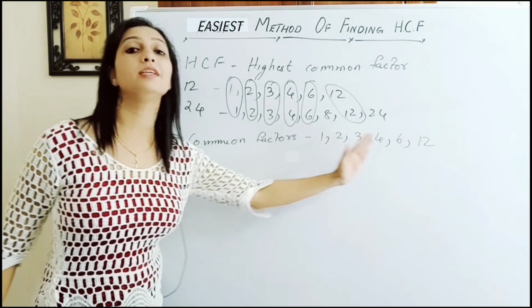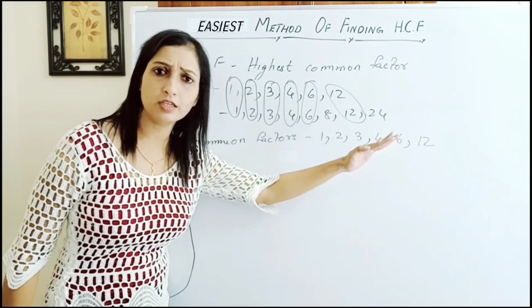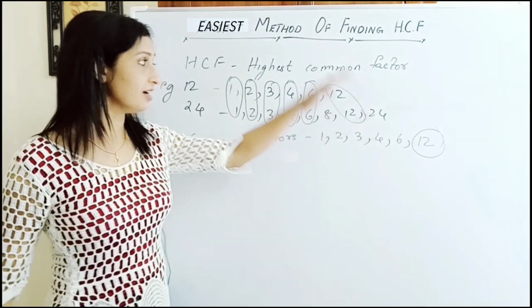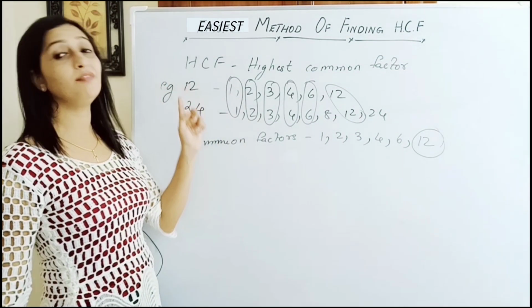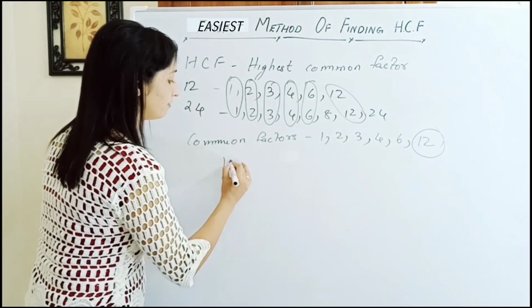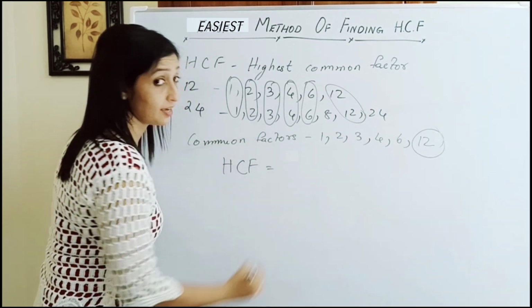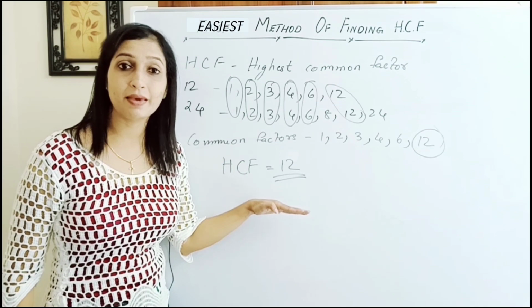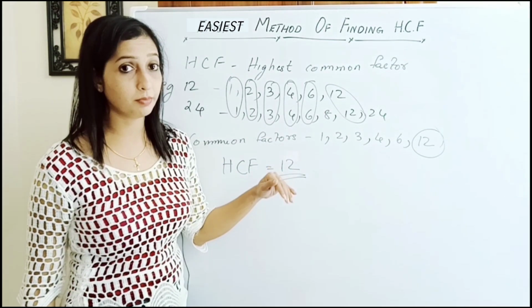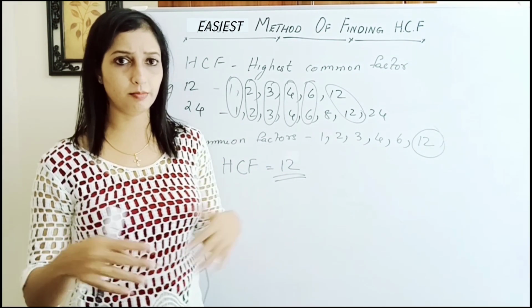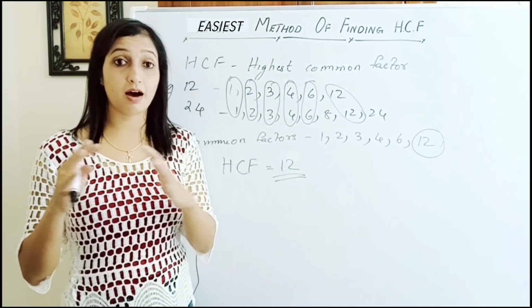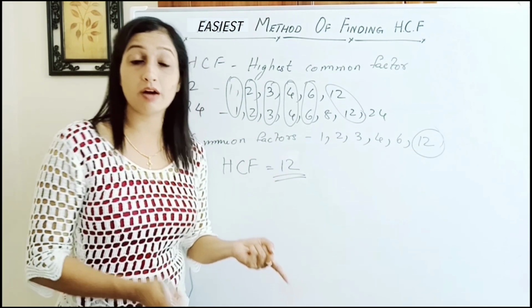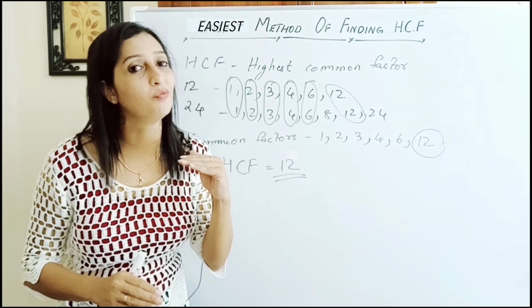Now among all these common factors, which is the highest one? That is 12. So what is our highest common factor? Highest common factor of 12 and 24 is 12. That is what we call HCF, the highest common factor, and here we got it as 12. This method we can follow for smaller numbers, or if you're given 2 or 3 or 4 numbers. But what if the numbers are bigger and you have more numbers to find? Then let's move on to our easiest method so that it requires very less time.